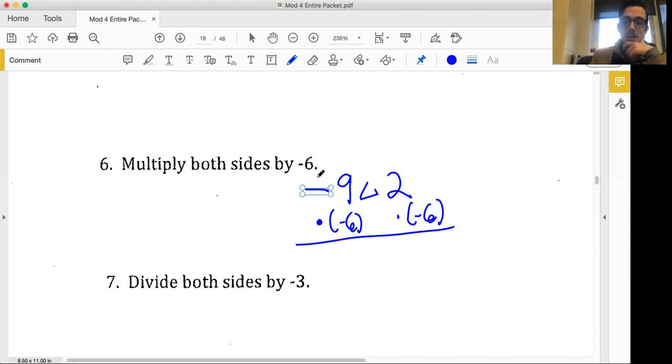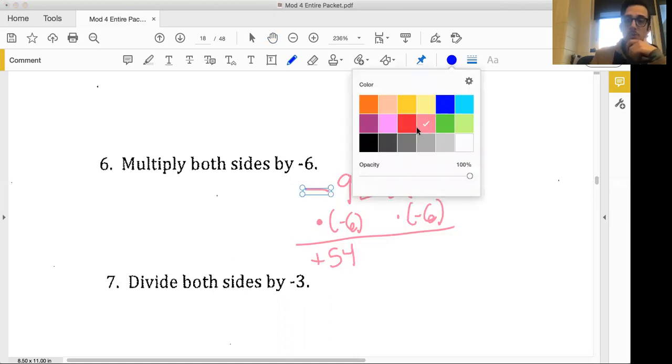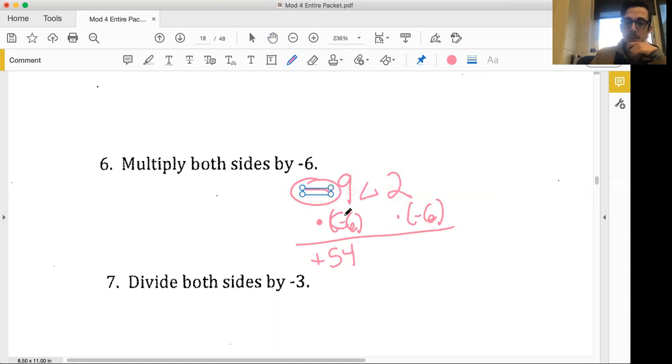So take your time here. -9 times -6. What do you think that's going to be? Hopefully you're saying it's going to be a positive 54. If you're not convinced, negative times a negative, and I'll highlight this because this is a huge deal where I see students trip up. Negative times a negative gets you a positive. 2 times -6 is just going to get you -12.